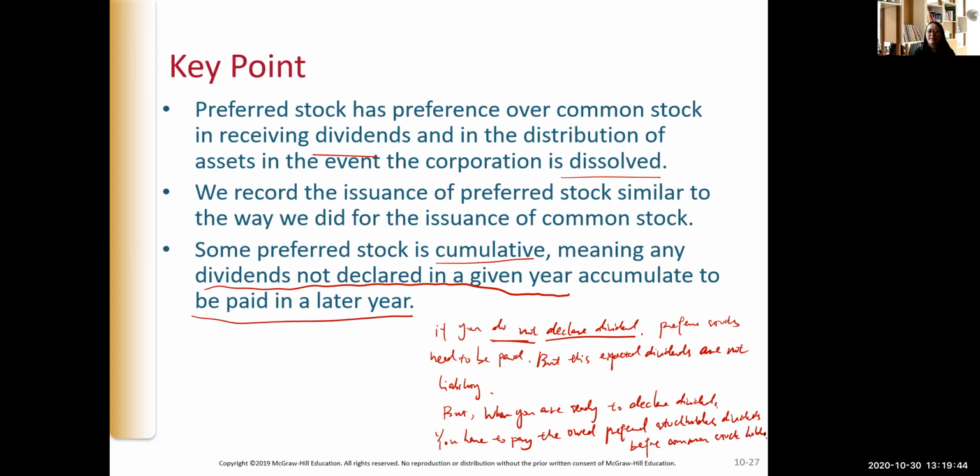So in other words, if you haven't declared a dividend for 10 years, there's nothing the preferred stockholders can do because they are not debt holders. They cannot demand that you pay them. But whenever you are ready to pay, say the 11th year, then you have to catch up and pay all those old preferred dividends before you can distribute to common stockholders.